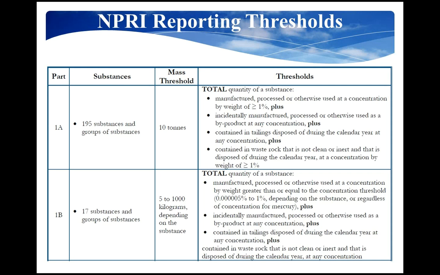For Part 1B substances, the mass thresholds are significantly lower, down all the way to 5 kilograms in some cases, ranging to 1,000 kilograms. And even the concentration thresholds vary quite a bit. So it's important to keep in mind those two thresholds when you're doing your assessment.